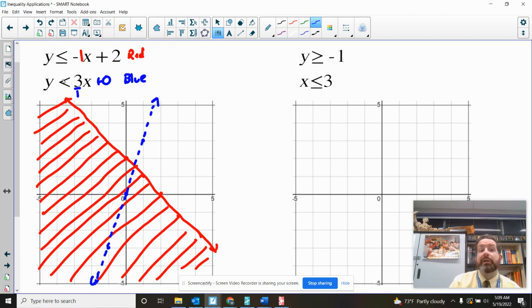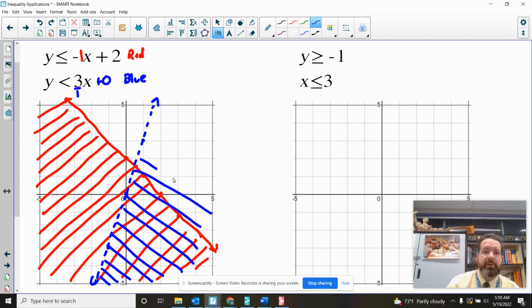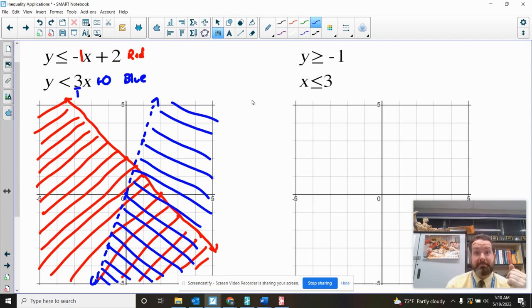And the shading should be below the line. So do it with hatching. And there we go. Where are the solutions to the system? Right here in the overlapping section.